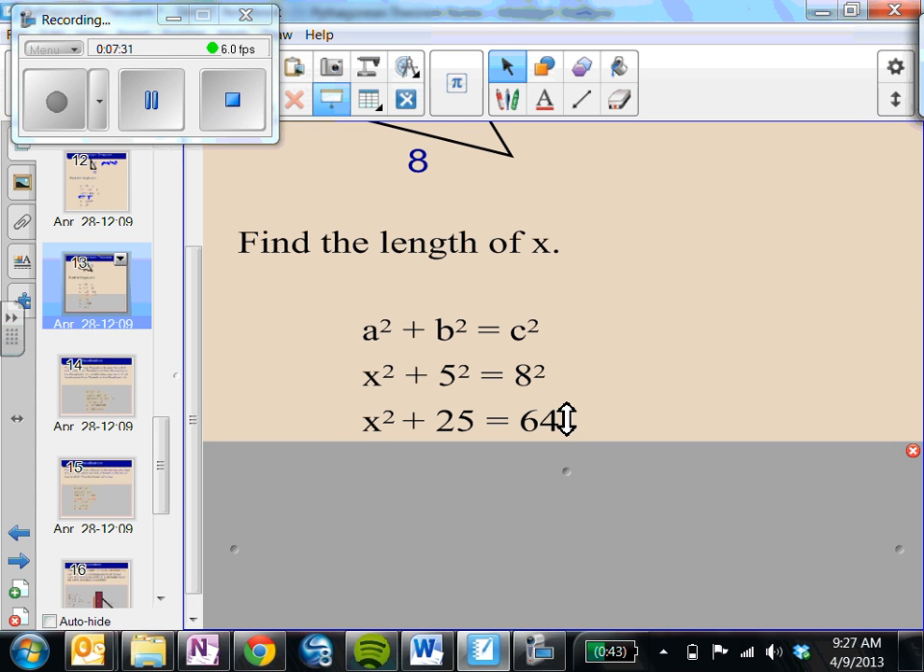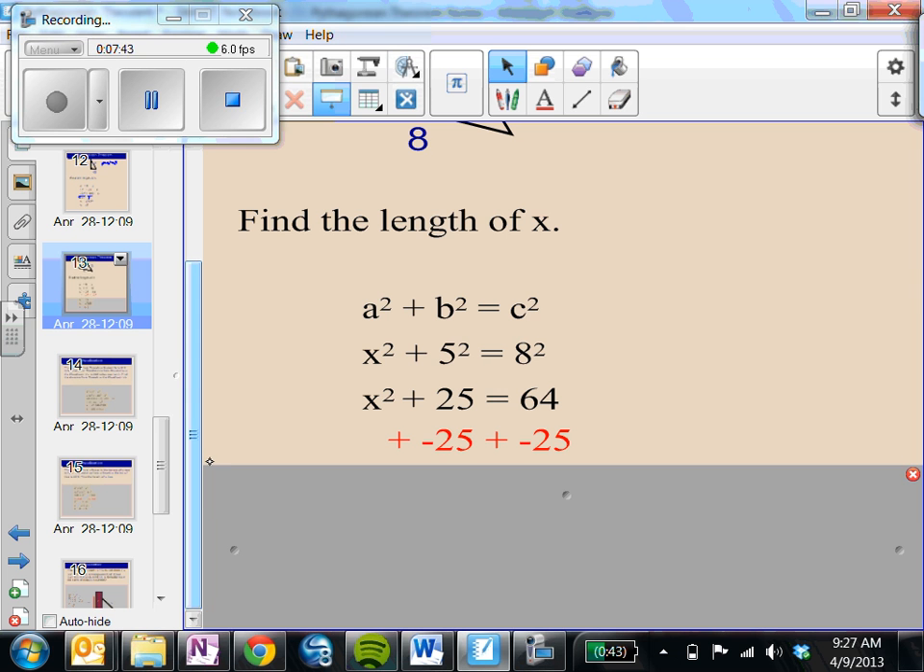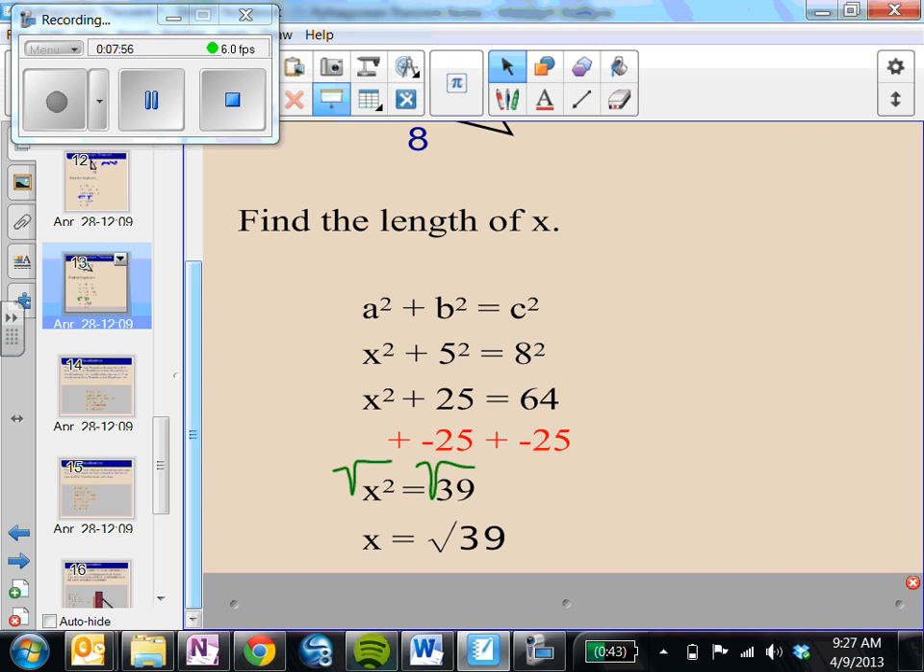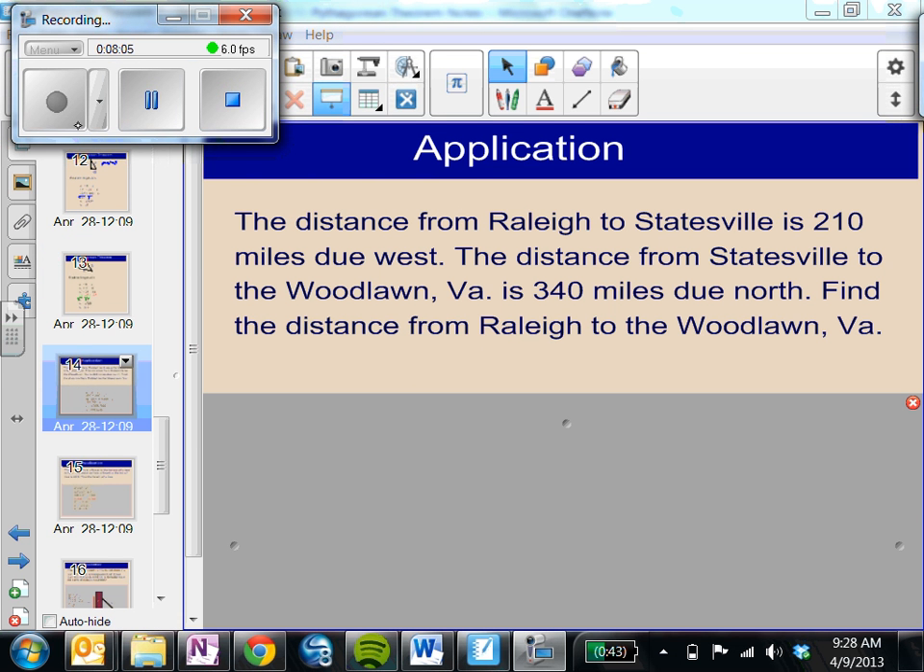Then you square everything. So 5 squared is 25, 8 squared is 64. Then you need to add negative 25 to both sides to get that x squared by itself. So when you do that, you end up with x squared equals 39. Then you're going to take the square root of both sides, and you end up with x equals the square root of 39. And that's the most exact answer. x equals the square root of 39. And if you put that in your calculator, you get 6.2.